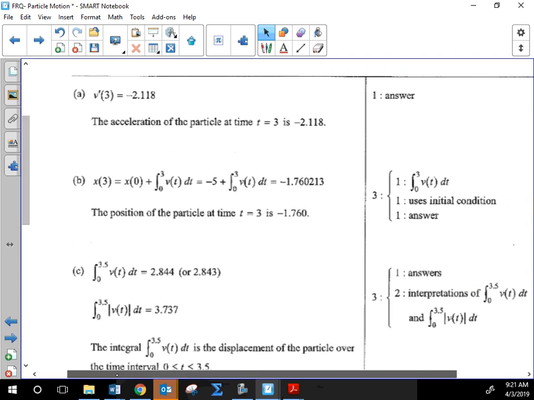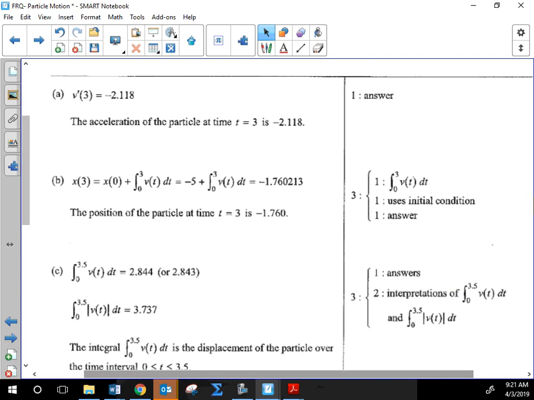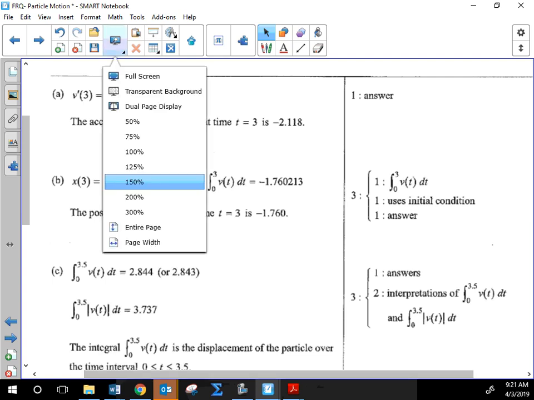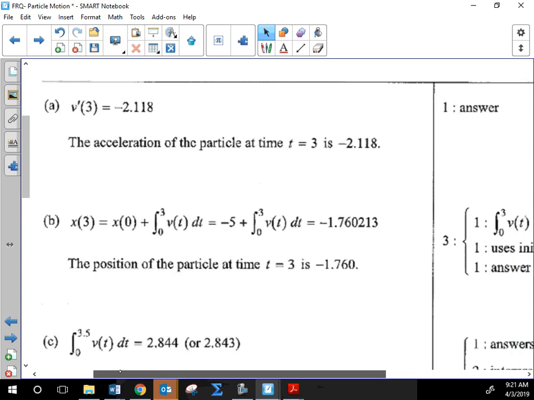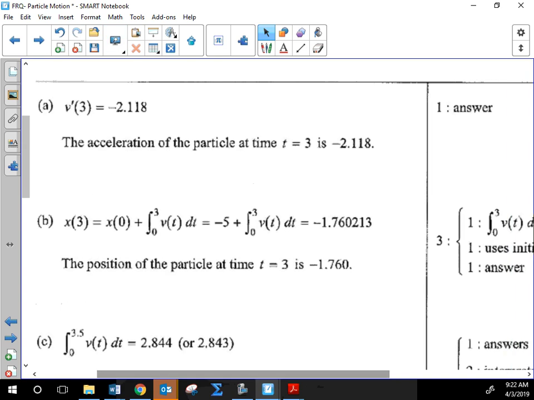Alright, so part A, your acceleration at 3 was negative 2.118. You got 1 point for your answer there. So basically just 1 point for it. You need to have this labeled v prime of 3 equals a of 3. Make sure it doesn't say v prime of t equals negative 2.118. I'm pretty sure they don't give you points for that.